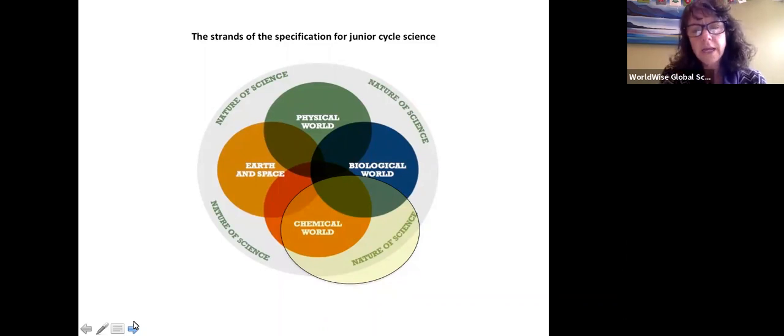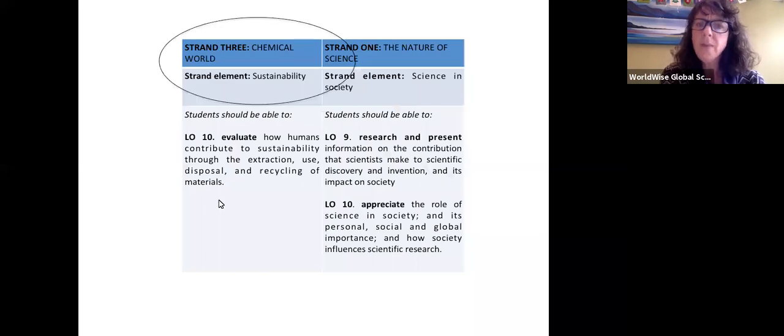But if we look at, say, the chemical world, and again looking at the strand element of sustainability, learning outcome 10, to evaluate how humans contribute to sustainability through the extraction, use, disposal, and recycling of materials. Again, if we look at what's relevant to the students that we're teaching, 12 to 15-year-olds, they'd still have very much a consumer view of the world. So why not look at some of the products that are very common to us?